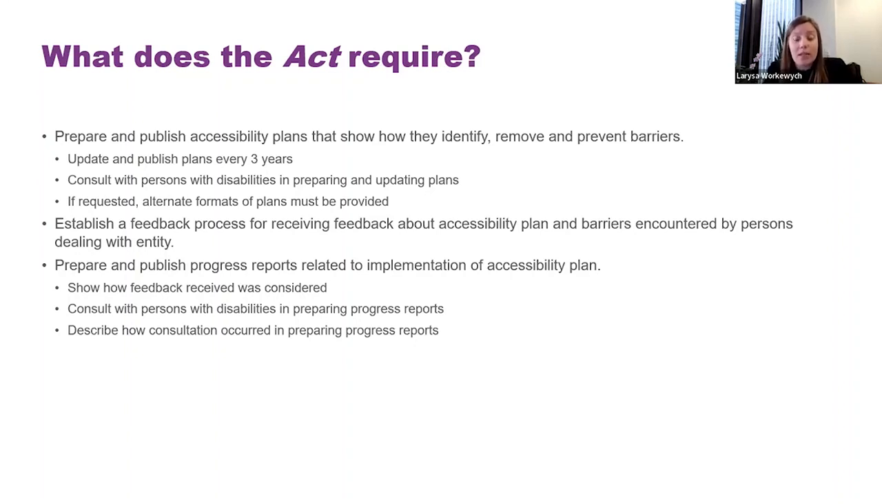The second requirement is to set up a feedback process. And that's a process through which feedback is received about the accessibility plan, as well as the barriers that are being encountered by persons with disabilities who are dealing with or engaging with the entity. And so the idea is to create a system through which feedback about accessibility is being received by the entity and then dealt with by the entity.